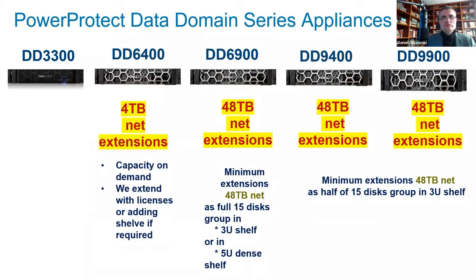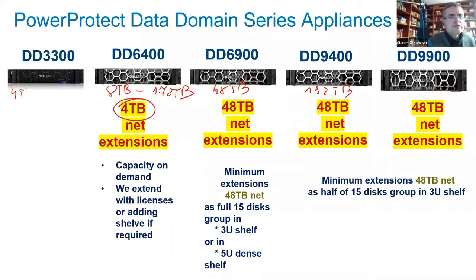What are the possible capacity and scaling? So DD6400 starts from 8 terabytes net capacity to 172 terabytes net capacity. And we can increase the capacity with 4 terabytes increments. Okay, so it's very nice. Look, here we start from 48 terabytes. Here we start from 192 terabytes, and so on and so on. Here we have 4 terabytes, 8 terabytes, 16 terabytes, and 32 terabytes possibilities.